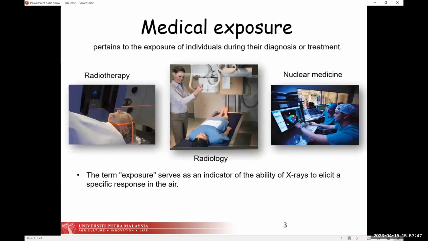So what is medical exposure? I think this has been presented in detail by Prof. Jenny. So medical exposure pertains to the exposure of individuals during diagnosis and also clinical treatments. So there are basically three important fields covering the medical exposure: radiotherapy, radiology, as well as nuclear medicine. So the term exposure is an indicator of the ability of X-rays, the ionizing radiation, to elicit a specific response in the air, usually denoted as R with units of Coulomb per kilogram.